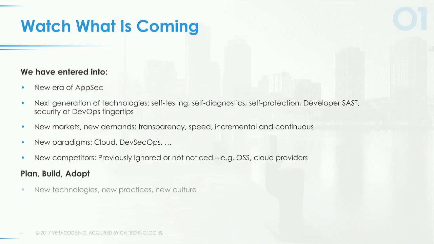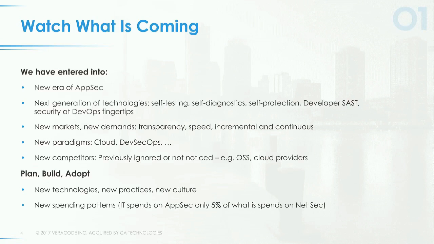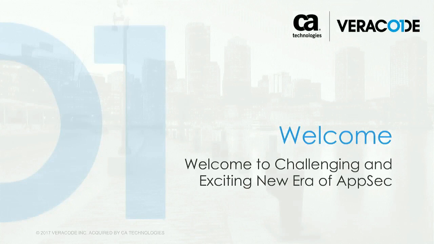So what do we have to do? We have to plan and build and adopt new technologies, new practices, new culture, and also new spending patterns. Believe it or not, typically IT spends on application security only 5%, 1/20th, of what they spend on network security, although network security doesn't have insight into application and cannot effectively protect applications. So think of your spending patterns. And with all this, I can only say welcome to this troubling and challenging but also exciting new era of application security.